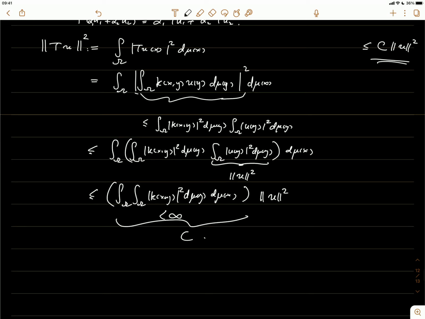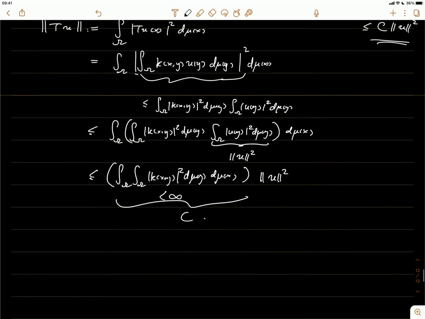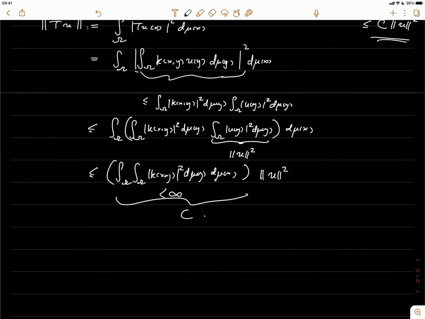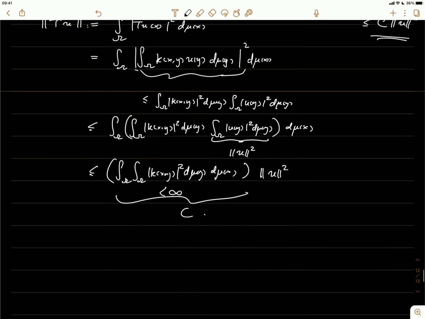Okay, so now let's think about the adjoint operator of this T. So I have this T here. What is our adjoint operator? So the adjoint operator, I'm going to claim it to be this. It's just switching the y and x. The question is, what is the adjoint operator of T right here?